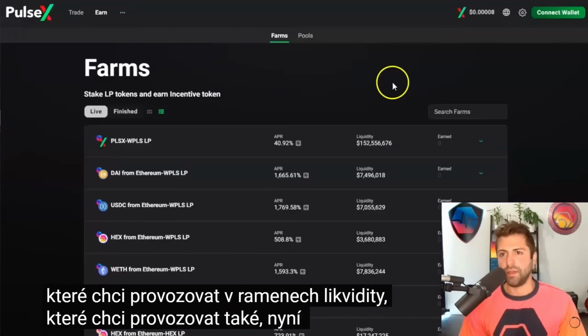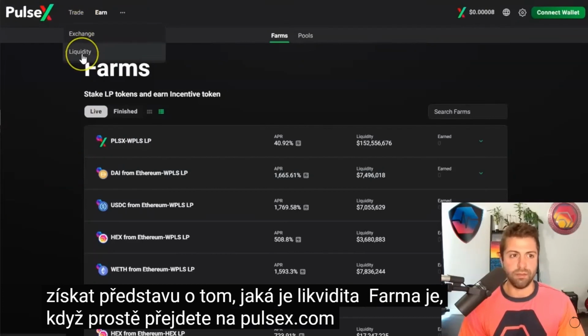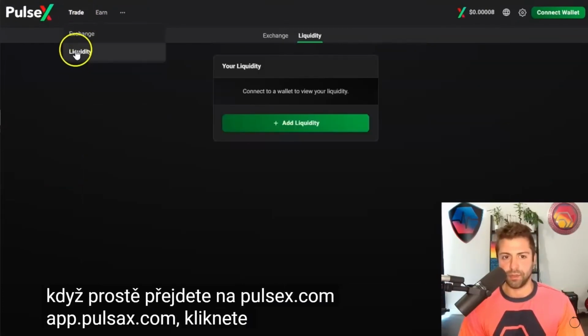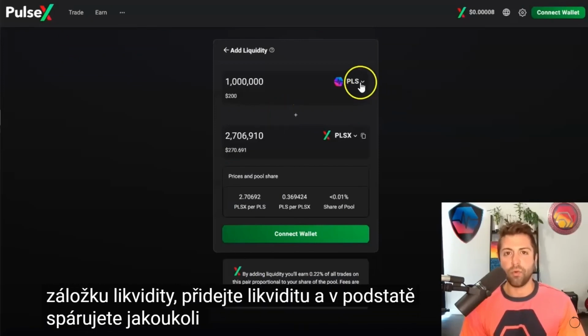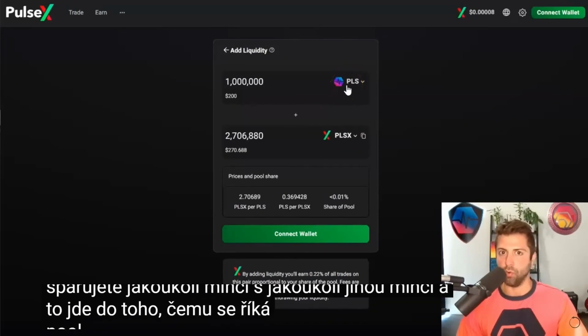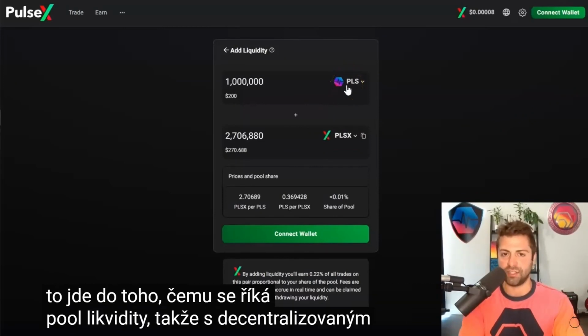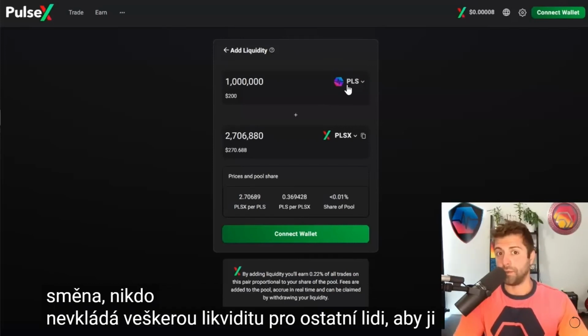Now, you can get a visual on what a liquidity farm is if you just go over to pulsex.com, app.pulsex.com, click on the liquidity tab, add liquidity, and basically you're pairing any coin with any other coin. And this goes into what's called a liquidity pool. All right, so with a decentralized exchange, there's no one person putting up all the liquidity for other people to trade in and out of.